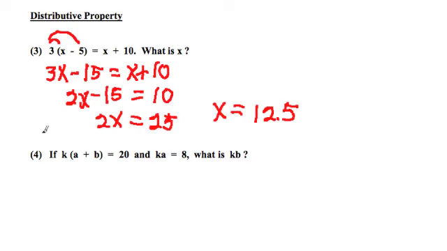Pretty straightforward. Next, if k times a plus b is equal to 20 and k times a is equal to 8, what is k times b? So distributing, we get ka plus kb is equal to 20. And everything in an SAT problem is there for a reason. Why do they give you this? Because it goes there.